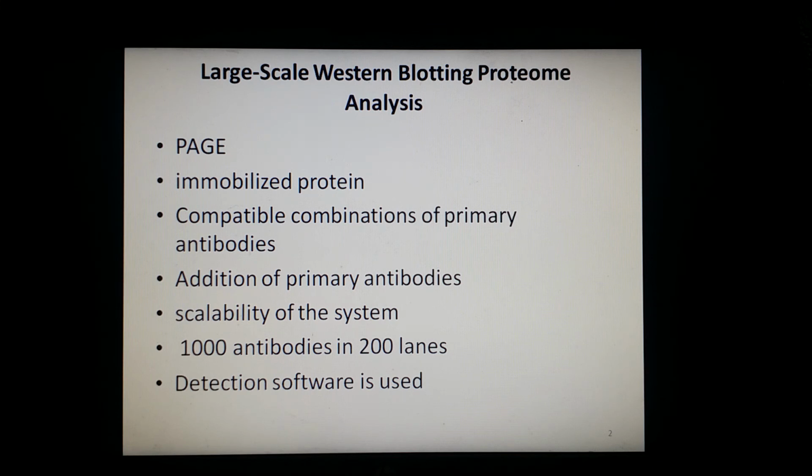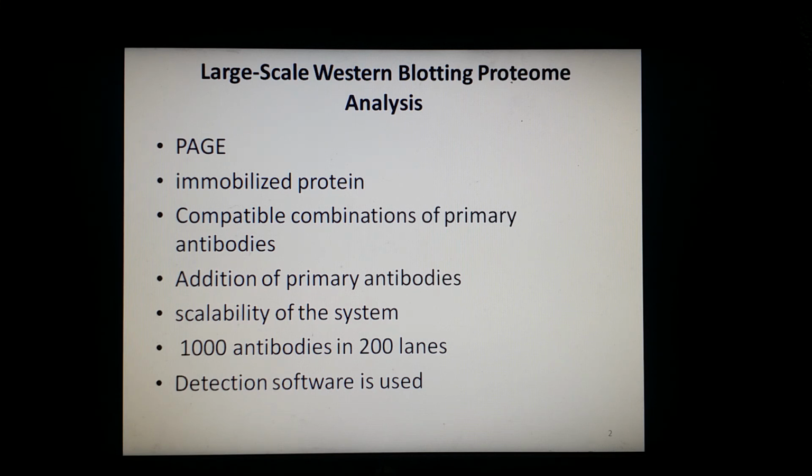In today's lecture, the first methodology that we will be discussing is the large-scale Western blotting proteome analysis. What happens in this procedure is that a large well is used to separate the sample by PAGE, and PAGE is basically polyacrylamide gel electrophoresis, a technique that is widely used in biochemistry, forensic chemistry, genetics, molecular biology and biotechnology. This technique is used to separate biological macromolecules, usually proteins or nucleic acids, according to their electrophoretic mobility. So this is the PAGE.